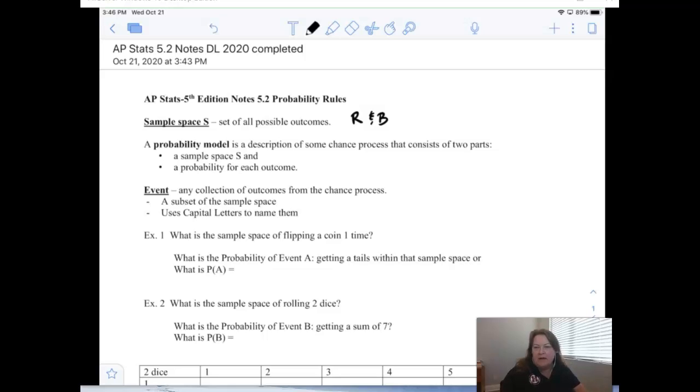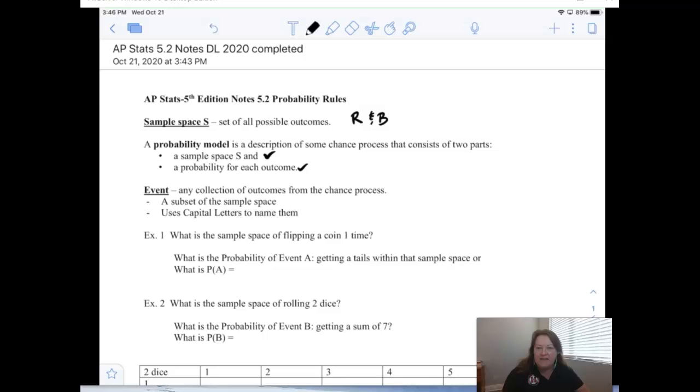So a probability model is a description of some chance process that consists of two parts. You have the sample space S and then the probability for each outcome that could happen out of the sample space. So I'd be looking at what's the probability of pulling a red marble, 1 out of 2. What's the probability of pulling a blue marble? 1 out of 2. What's the probability of pulling one marble out that's blue and red? 0, right? So stuff like that, that's probability model stuff.